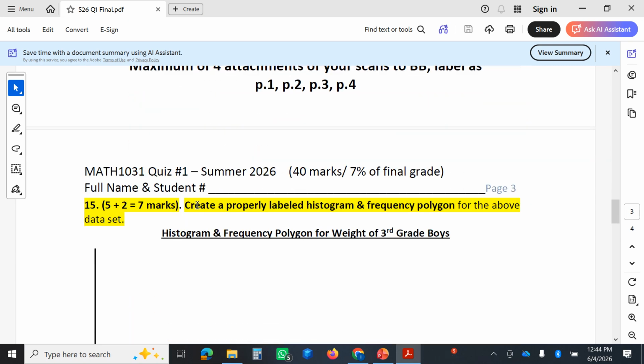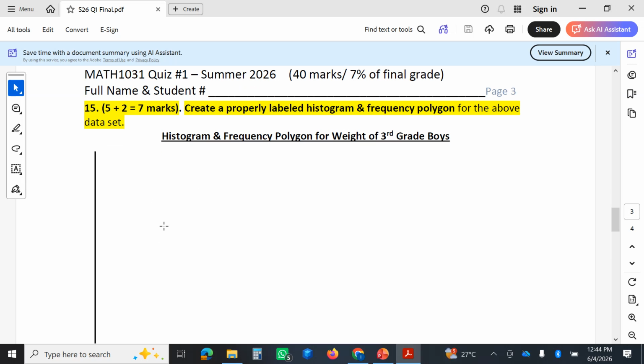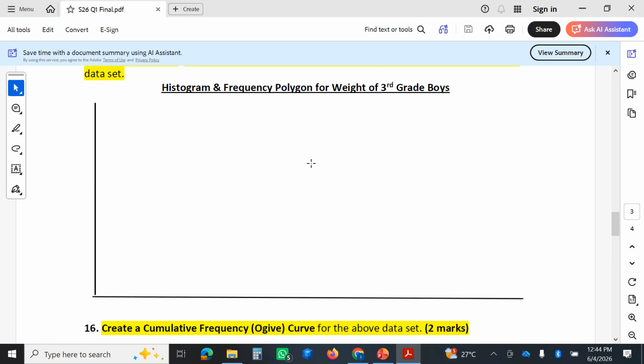With that same data, I want you to create a histogram. Remember that histogram, right? And it should be fully labeled. I've given you the title, but fully labeled with units. What are we dealing with here? There's your histogram, and then I want you to do a frequency polygon. Remember that line hits the center points, right?